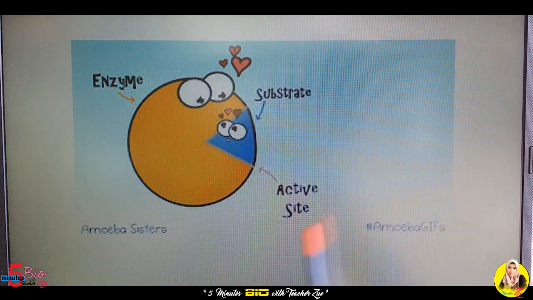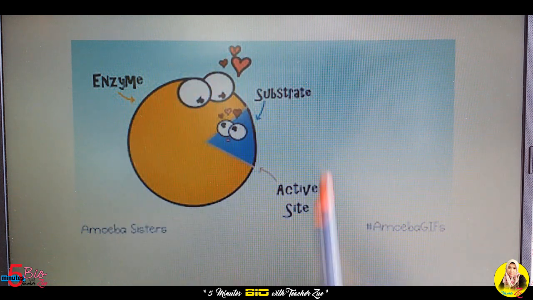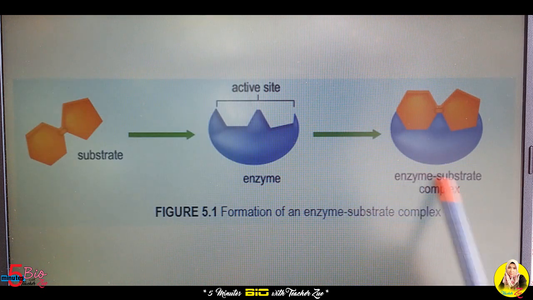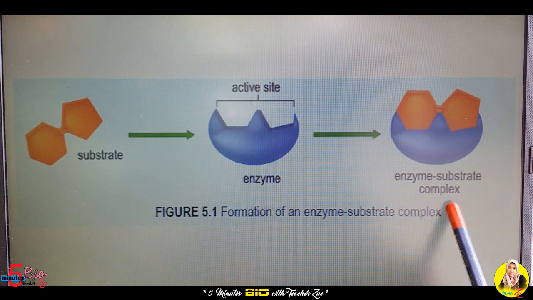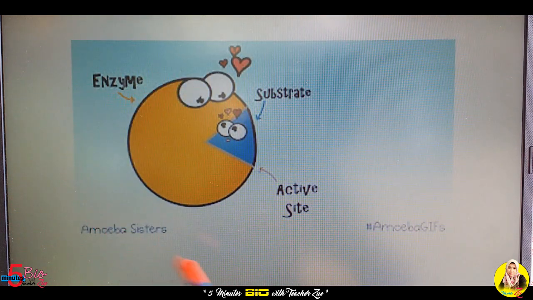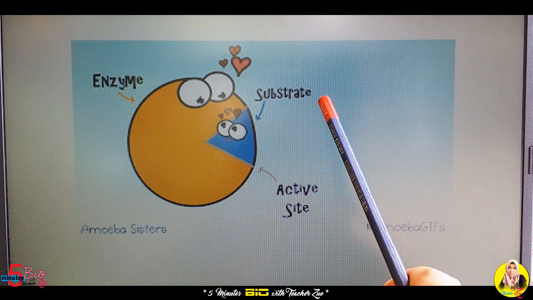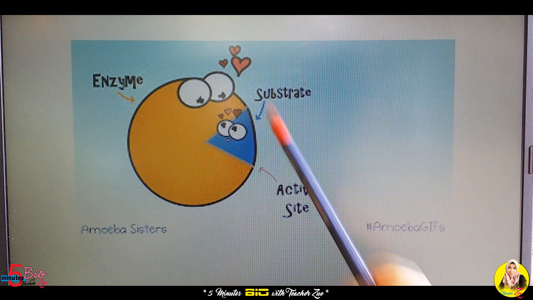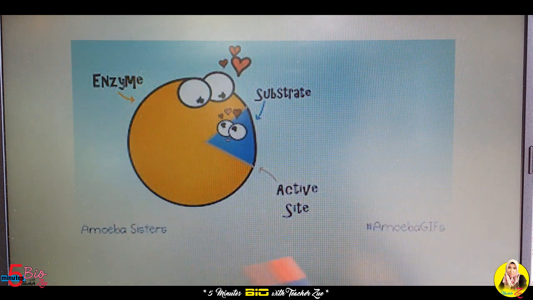So it will form what? Okay, what is this? We look at the diagram before. Enzyme substrate complex. Okay, enzyme substrate complex. So this is an enzyme substrate complex. The substrate is suitable to the active site of this enzyme. Okay, this is only an example.